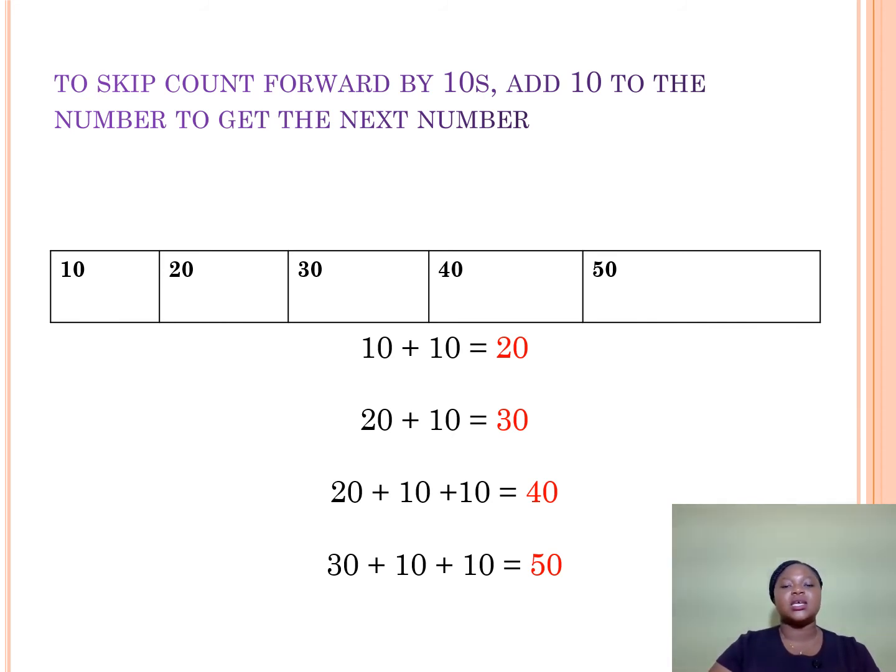10 plus 10, 20. 20 plus 10, 30. So 20 plus 10 plus 10 will give you 40. 30 plus 10 plus 10 will give you 50. Good. Yes, I hope we got everything correct now.